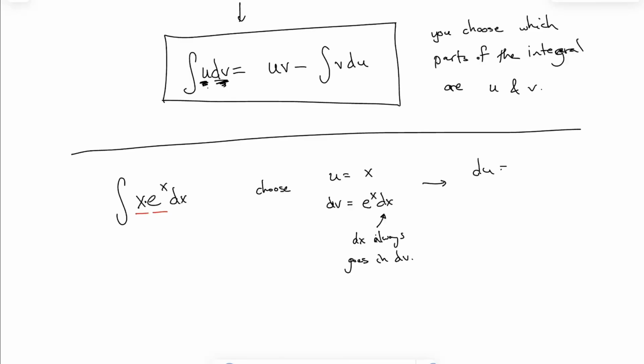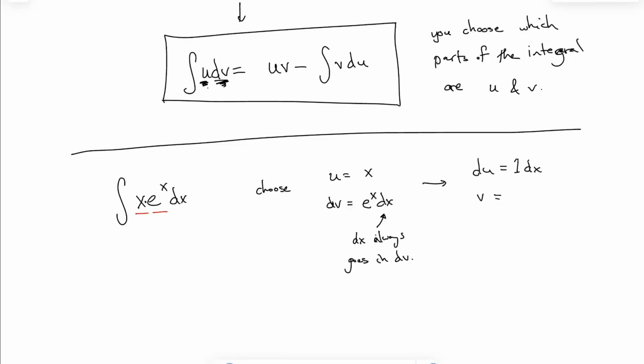Du and also v. And just like in a u substitution, du is the derivative of u. So in this case, the derivative of x is 1. And also, just like in a u substitution, we always include dx as part of the du. All right? So the du in this case is just 1 dx. And the v, you never do this in a u substitution, but here, if you have u, the du is the derivative. Here, if you have dv, the v is the antiderivative of the dv.